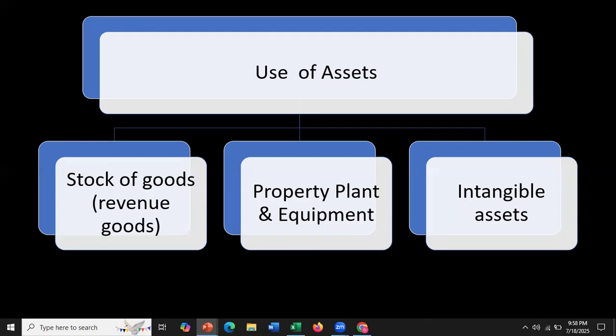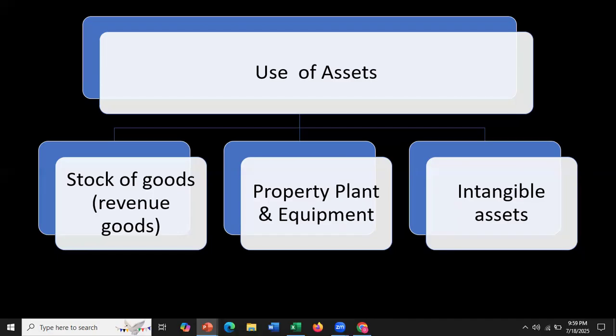One is the stock of goods, the revenue goods. The main income generating activity is buying and selling of revenue goods. For example, for a computer dealer, computers are revenue goods. For a furniture dealer, furniture is a revenue good. For a bookseller, books are the revenue goods. Property, plant, equipment are also assets because they help in generating income indirectly. Intangible assets are, for example, know-how, patents, copyrights, software.